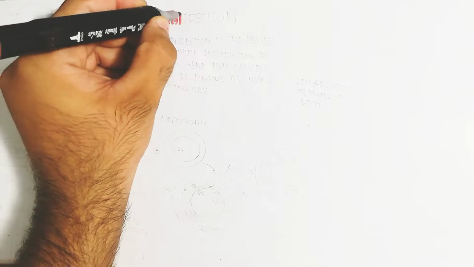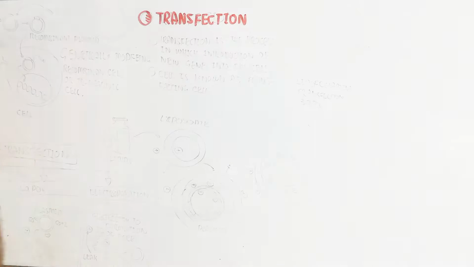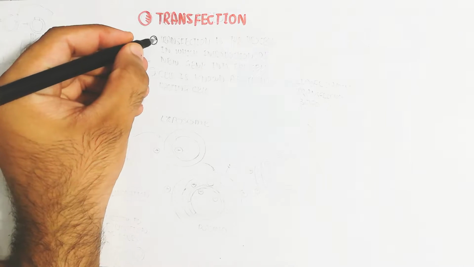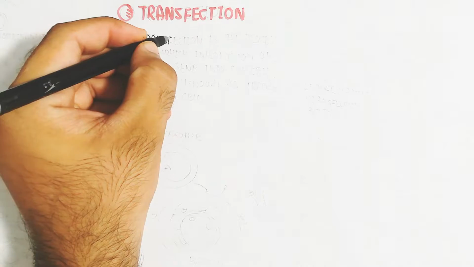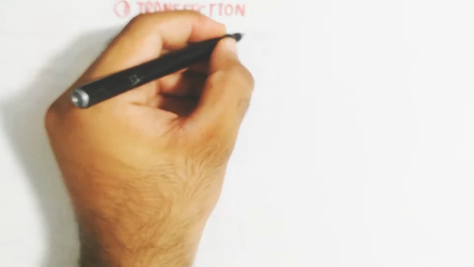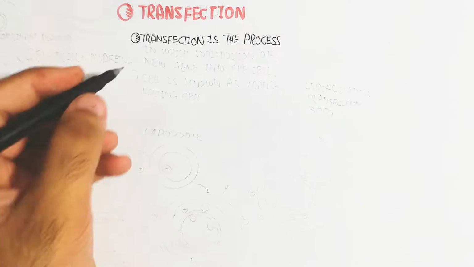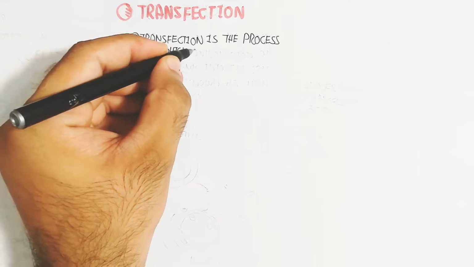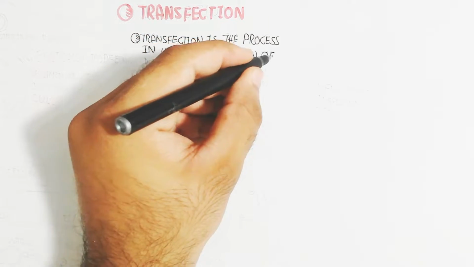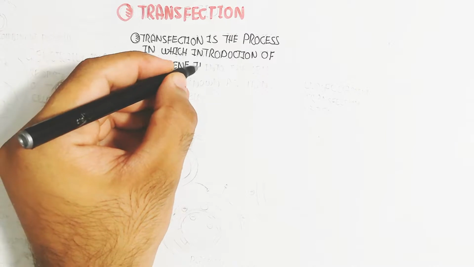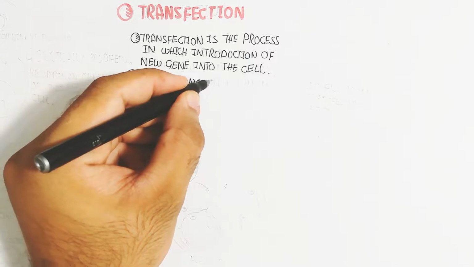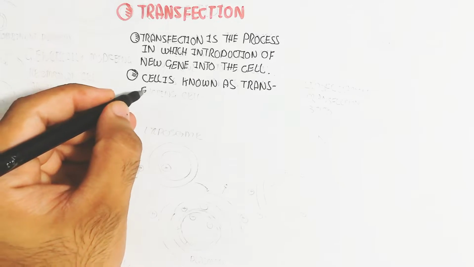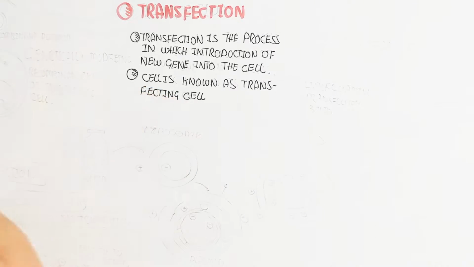Hello, in this video we will discuss transfection. The process of transfection we will generally overview. Transfection is the process in which a new gene is introduced into the cell as a recombination to produce a product that is not present before, and the cell is known as a transfecting cell, which has been introduced with a foreign gene. So let's begin to understand the mechanism, and we will learn about the transfection methods.